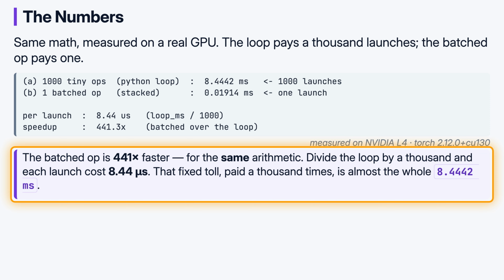The batched op is 441 times faster for identical arithmetic. Now be honest about the framing. 441 times is the extreme case. It is a micro benchmark of truly tiny ops, built to make the fixed cost visible. It does not mean every loop is that slow.